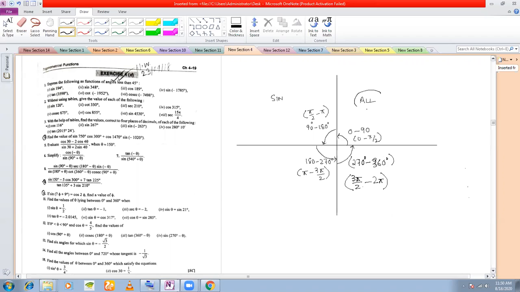So in the first quadrant, you have all trigonometric functions positive. In the second quadrant, you have sine positive, sine and cosec. In the third quadrant, you have tan positive. Okay. And in the fourth quadrant, you have cos positive. Okay.